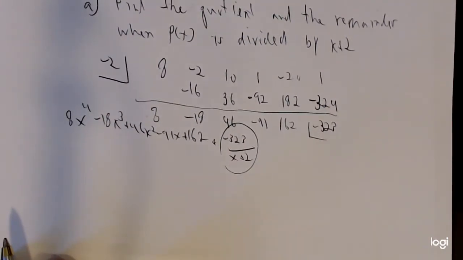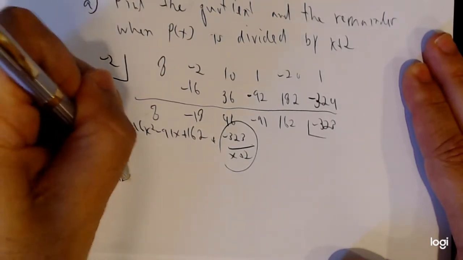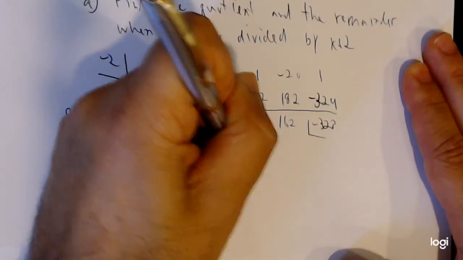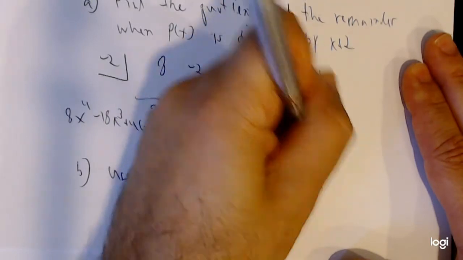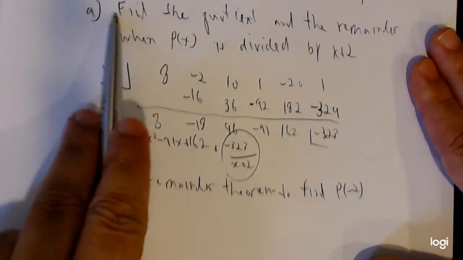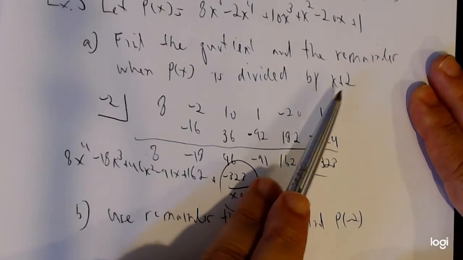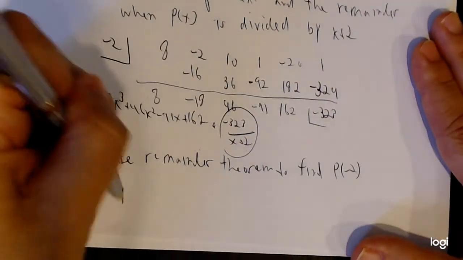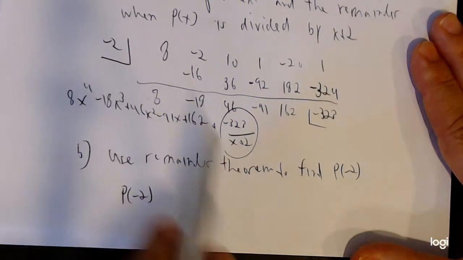Now, for part B, we're being asked to use the remainder theorem to find p of -2. So in other words, we're saying, okay, find the remainder of this if you try to divide it by x plus 2. The remainder theorem says, well, if you plug in -2 for x, so p of -2, you should get your remainder. And we better get -323. If we don't, then there's a mistake somewhere here.